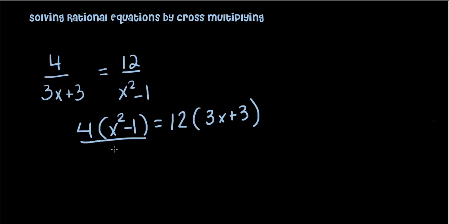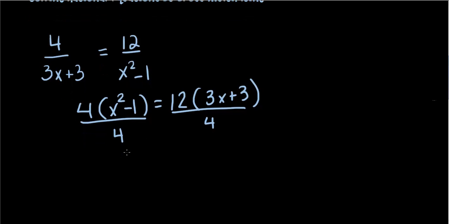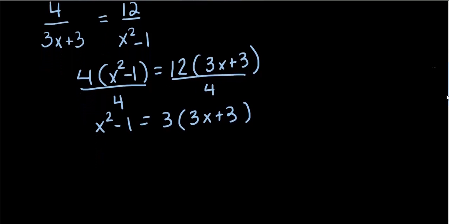Now here you have different choices, and what I'm going to do is divide both sides by 4, because by doing so then I can simplify this. So it will be x squared minus 1 equals 12 over 4, which is 3, times 3x plus 3. We could have distributed this and distributed the 4 as well, but then we would have ended up with larger numbers, so we want to avoid that if we can.